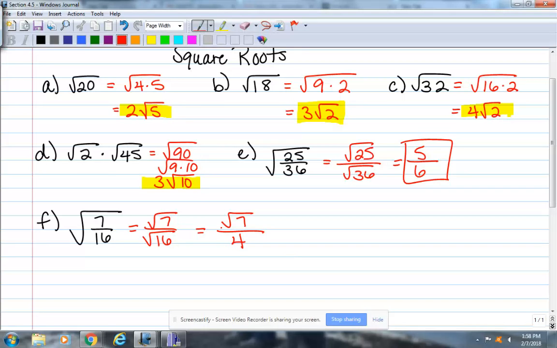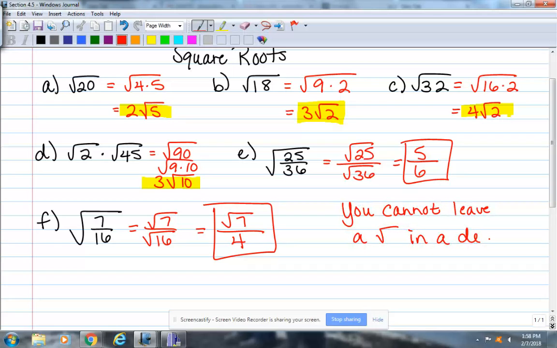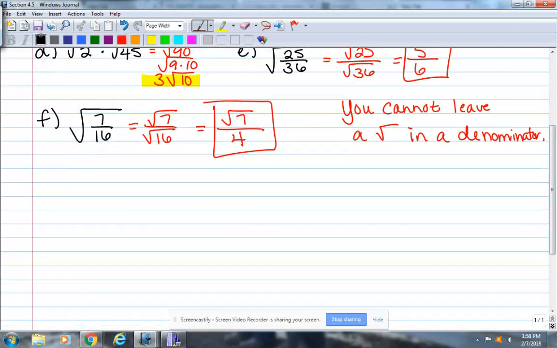Okay? So this is our rule, write that down. You cannot leave a radical in a denominator. You can have them in the numerators, but you cannot have them in the denominator. I'm making sure I spelled that correctly. So if you take the square root of something in the denominator, it needs to come out to be a solid whole number. You need to be taking the square root of a perfect square. That doesn't always happen, right? So since it doesn't always happen, we have to do something called rationalizing the denominator.